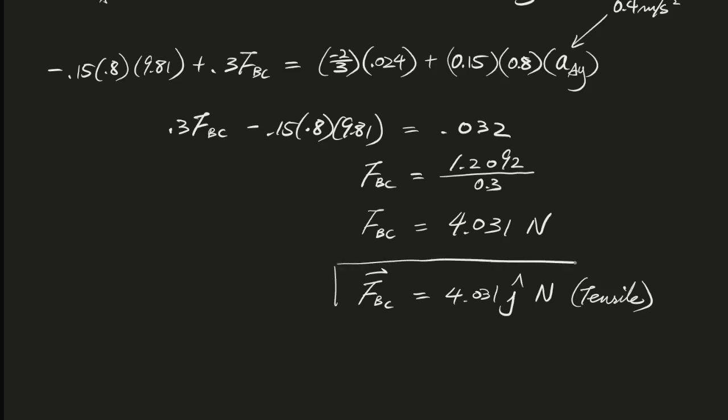So after doing all the math, we found that the force in the bar BC is 4.031 newtons tensile. And that ends the question.